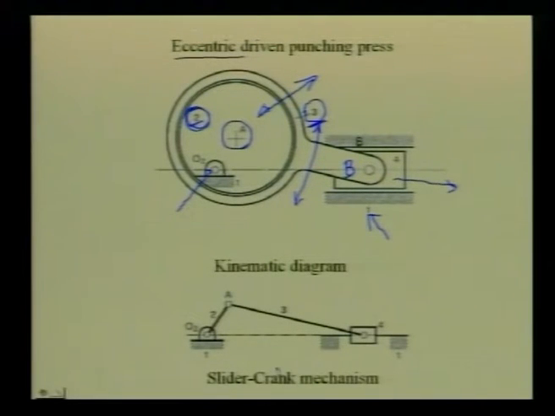Consequently, the kinematic diagram of this punching press driven by an eccentric will look as shown in the next picture. As it is clearly seen, it is a simple slider crank mechanism with revolute pairs at O2, A and B, and a prismatic pair between the frame of the machine, that is link number 1, and the punching tool, that is link number 4.